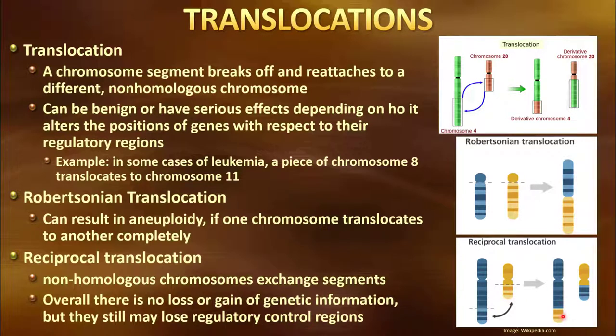Whether or not it becomes a problem for the cell depends on whether or not we also lost the regulatory region for that particular section. So if there was a section right up here that controlled access to these genes and told us how to use those genes, then we might have a problem. But if the regulatory region came with the translocation, then probably not. That ends our section on mutation.